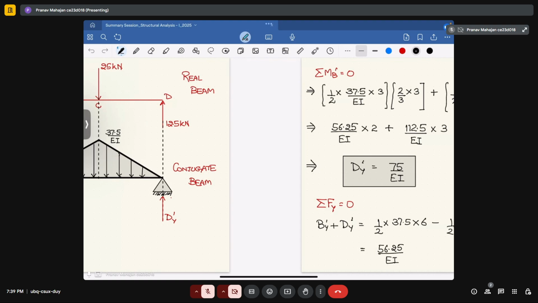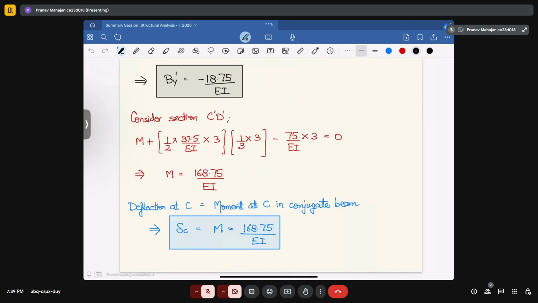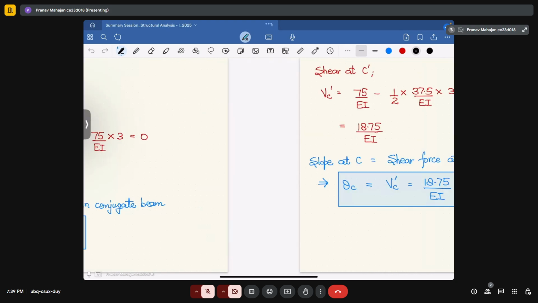And after calculating the reaction values, if you want to calculate the deflection at point C, you will take moment about point C. For this case, the moment about point C will be equal to the deflection at point C, and it is coming out to be equal to 168.5 divided by EI.